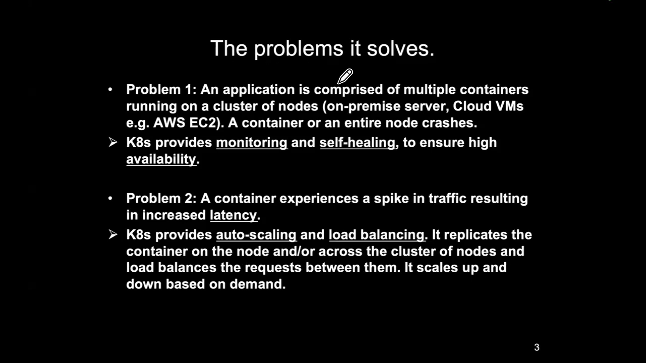Now, these containers are going to be running on a cluster of nodes. A node is essentially a VM. It could be a physical server, but more typically, it's a virtual machine. The virtual machine might be running on our own on-premise hardware, or it might be running in the cloud, like on an EC2 instance. But we've got a cluster of them. So we've got many VMs, all of which are running containers.